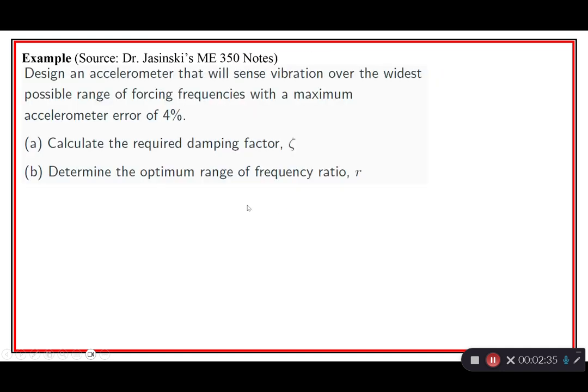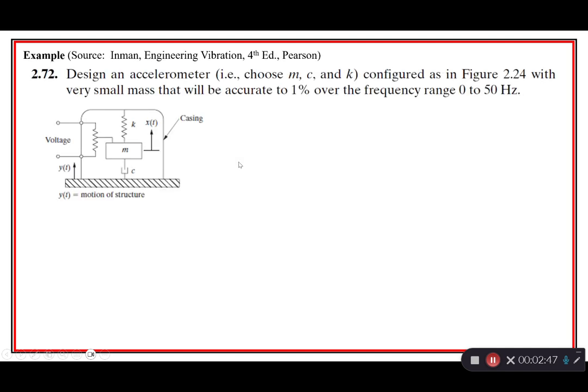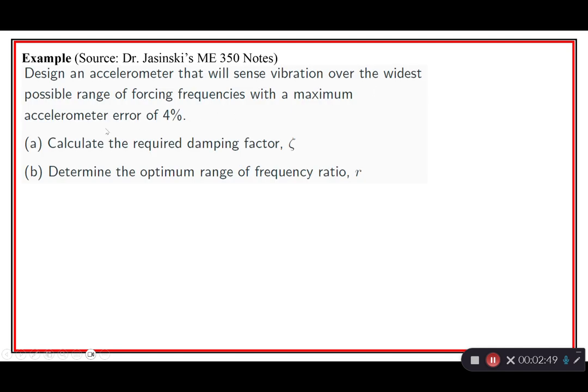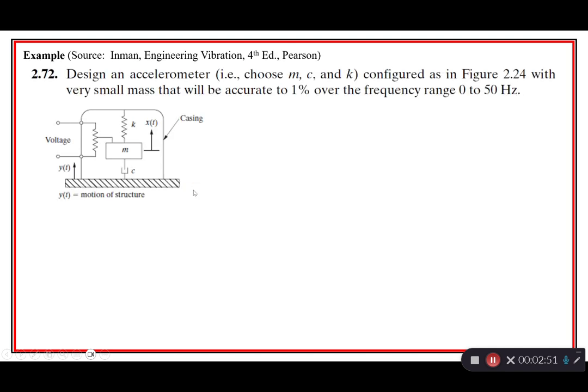I don't want to do this one, because I don't know the answer to it. It says to calculate the required damping factor, but they don't give us enough information there. Determine the optimum frequency range over the widest possible range. I don't know how to do that problem. I forgot to ask him today. I saw him, I didn't ask him. I know it's stupid. But anyway, let's start out here.